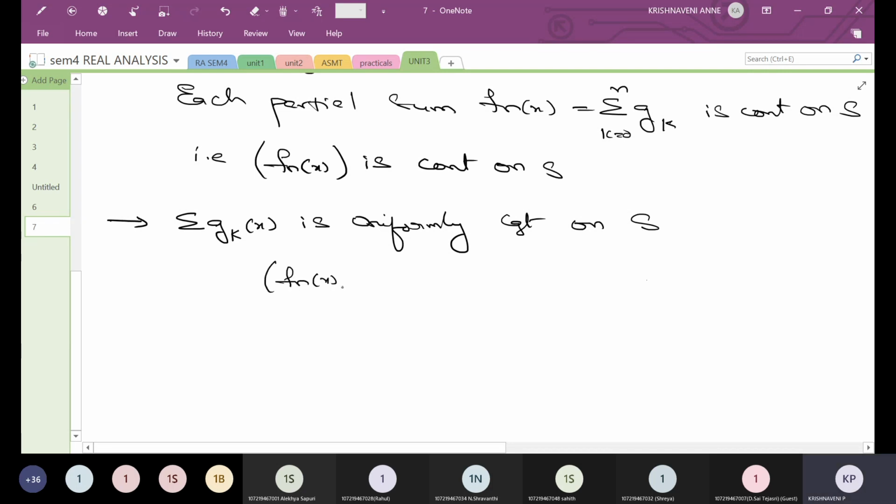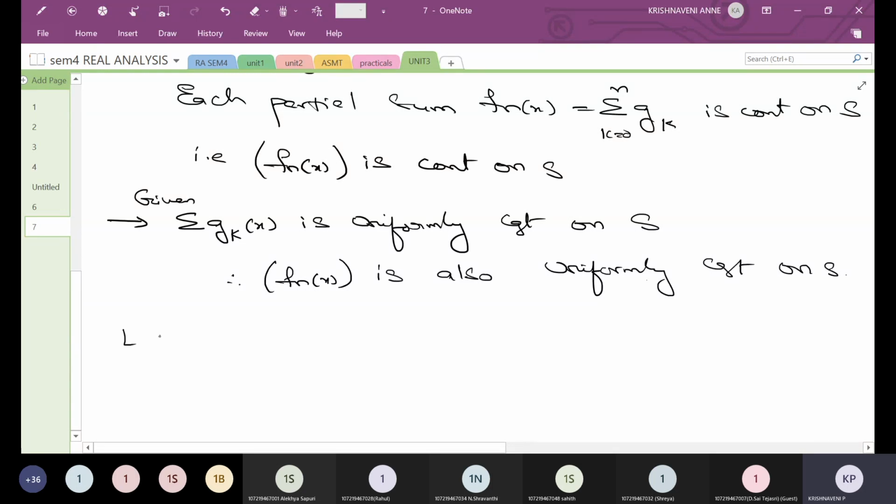A series being convergent or pointwise convergent or uniformly convergent is possible only when the sequence of the partial sums Fn of x is convergent or pointwise convergent or uniformly convergent. Here we'll write: given summation gn of x is uniformly convergent on S. So therefore, the sequence Fn of x is also uniformly convergent on S. Is it clear, everyone?